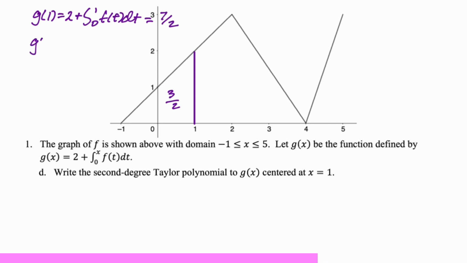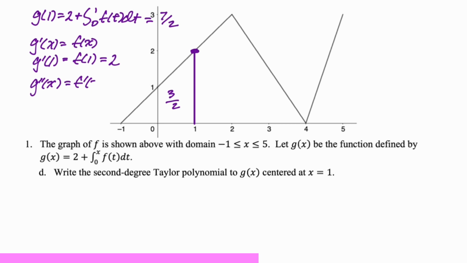G prime, we need to use the second fundamental theorem to say G prime is f. So to find G prime of 1, we're just finding f of 1, which is 2. And so there's 2. Now G double prime is going to be f prime, and f prime is the slope of this graph, so f prime of 1 is going to be the slope at 1, which is just 1, because you're going up 1 over 1.